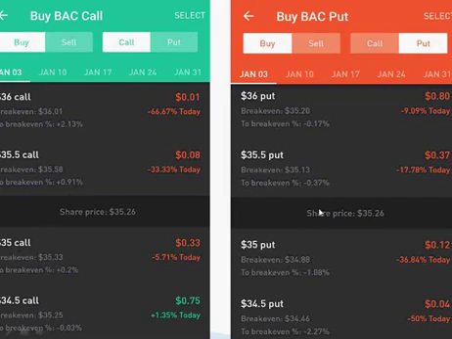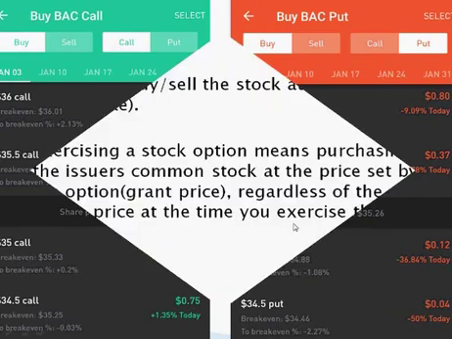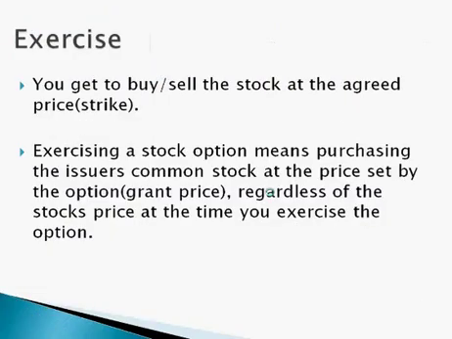Also for the put side, it is the same. Since you're buying a put, you can do the same thing on that aspect too. Now exercising: you get to buy or sell the options at the agreed price. Exercising stock options means purchasing the issuer's common stock at the price set by the option grant price, regardless of the stock price at the time you exercise the option.